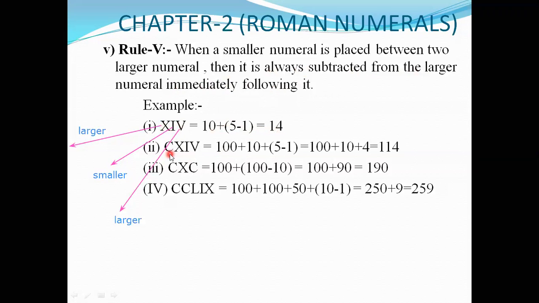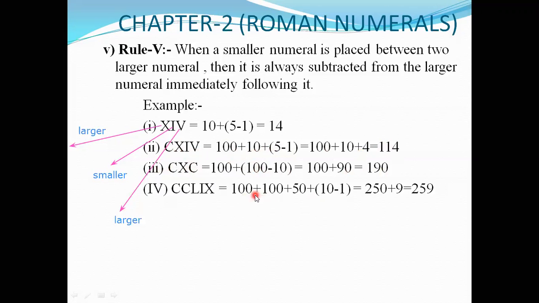Here also, C represents 100, and I. Where is I placed? Between X and V. X is the larger, V is also larger, I is the smaller. Then 100 plus 10 plus 5 minus 1, we get 140. Now, when we write CXC, 100 plus 100 minus 10, we get 190.